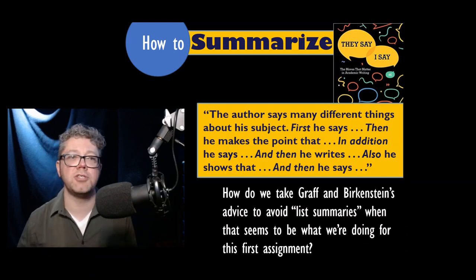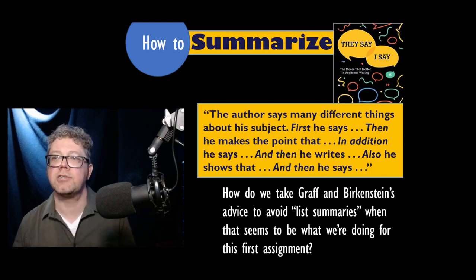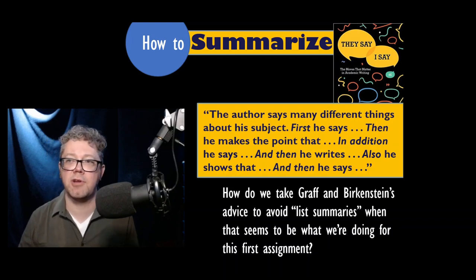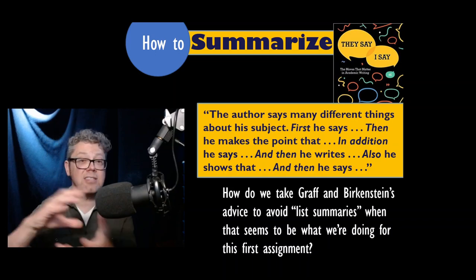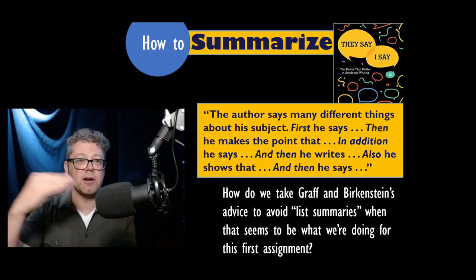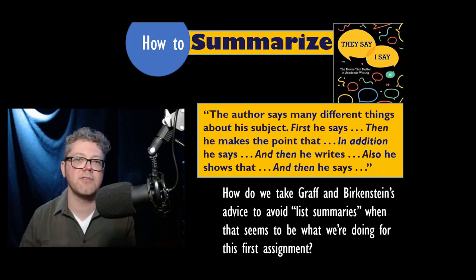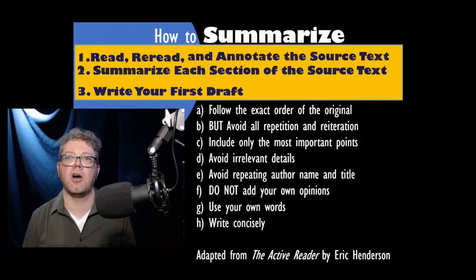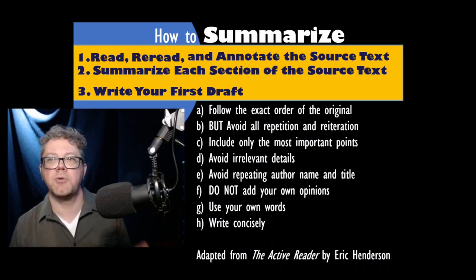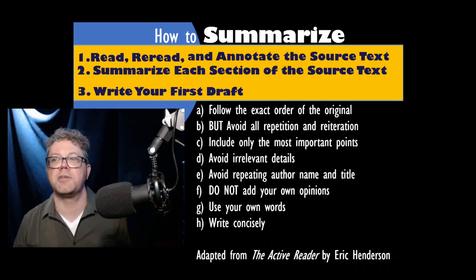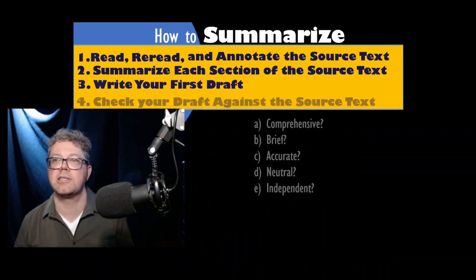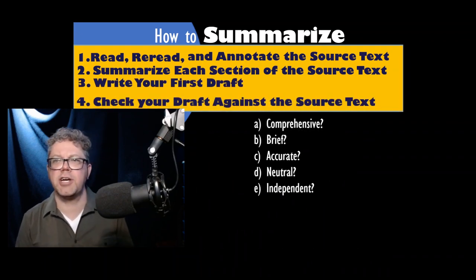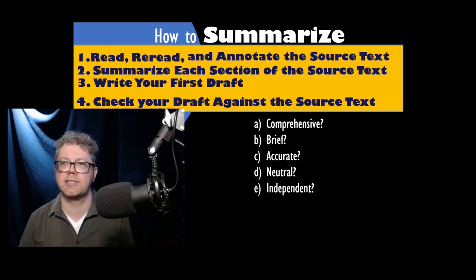And our way to avoid doing this list summary thing is to watch out for that repetition and reiteration and to synthesize the sections. You know, like if Alperovitz says the same thing over and over again, we're not going to say it every time that he says it. We're going to say it once, maybe twice, at key points that make sense for our summary. Okay, so we want to follow the exact order of the original, avoiding all repetition and reiteration to avoid those list summaries. And then we want to check our draft against our source text, okay? So you've got your first draft there. Now you've got to check it against the source text and ask yourself the following questions.